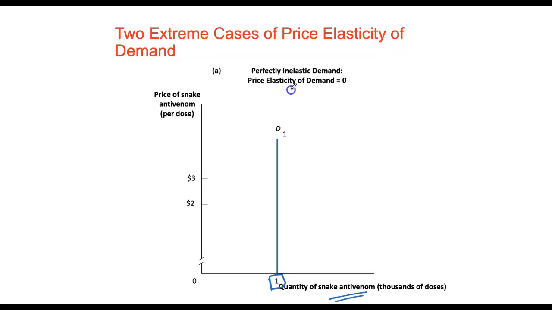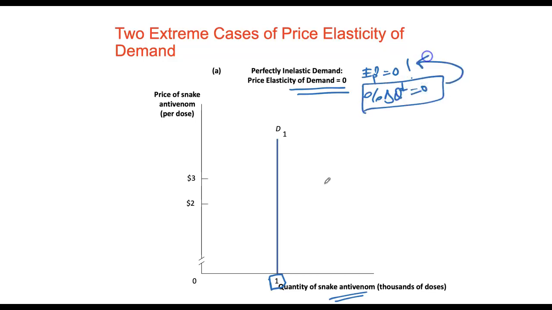When we have perfectly inelastic demand, the elasticity measure is equal to 0. There's no change in quantity demanded to a given change in price. So percentage change in quantity demanded is equal to 0, making your ratio equal to 0.